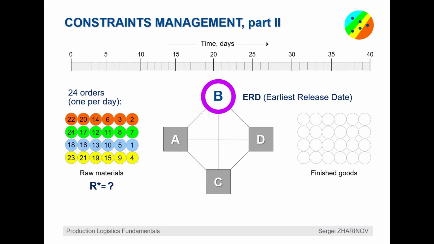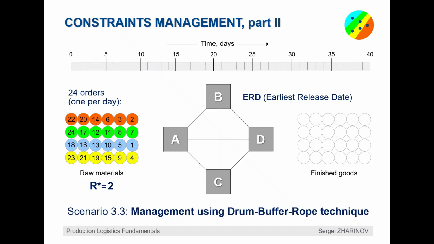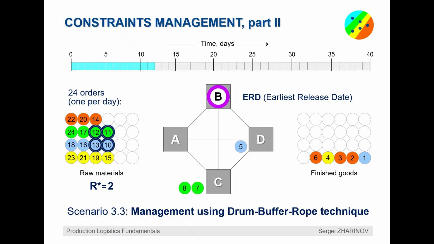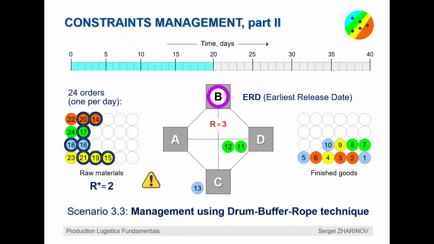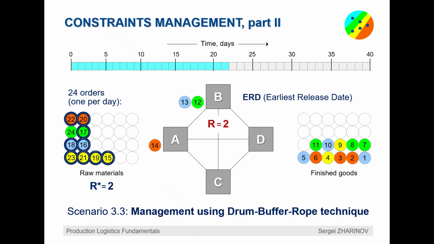Obviously, however, if the work in process level in the system is significantly reduced, then B may sometimes be idle. Let's set the rope length to just 2 days and look what happens. There is no work for B on the 13th day, nor 18th day, nor 21st day, and so on.